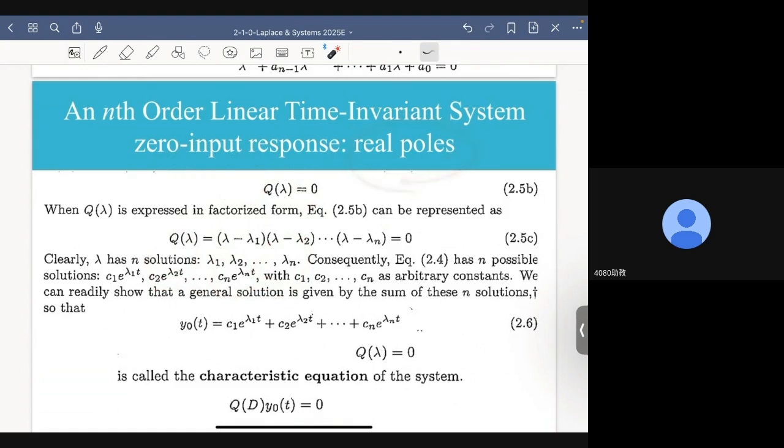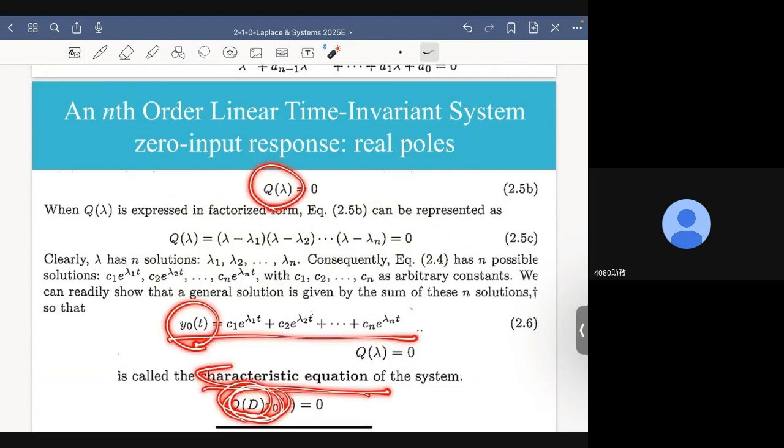Okay, if this is the case, Q of lambda can be rewritten or represented as this, where lambda 1, lambda 2, lambda n are distinct. Here we assume lambda 1, lambda 2, lambda n are distinct real numbers. When I say distinct, it means their values are not the same. Okay, if this is the case, the zero input response can be rewritten as this. All right. Here, remember that Q of lambda or Q of D is the characteristic equation.